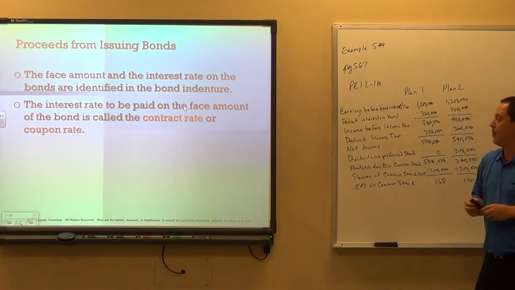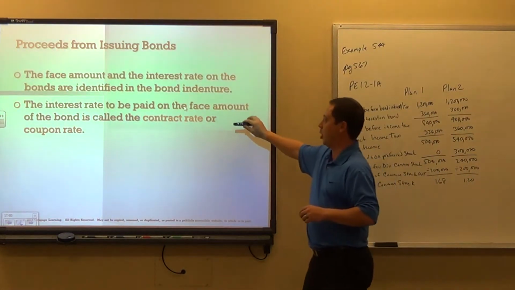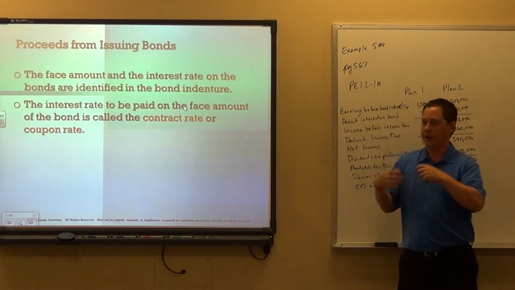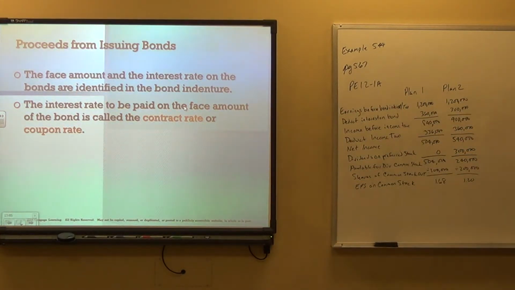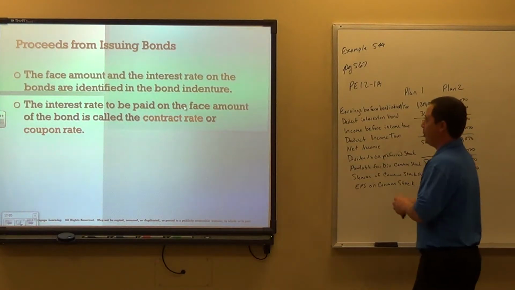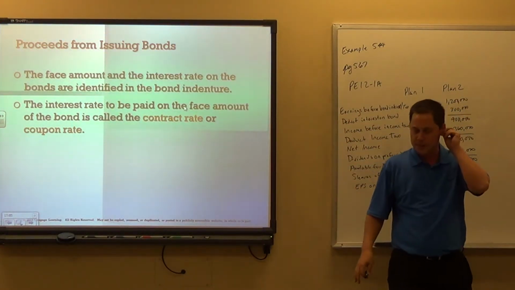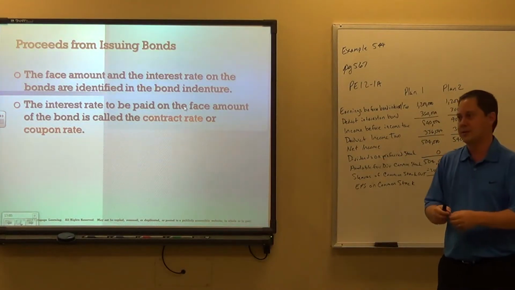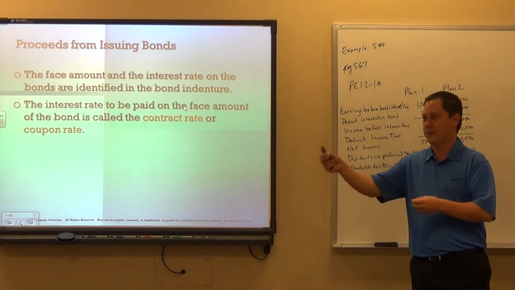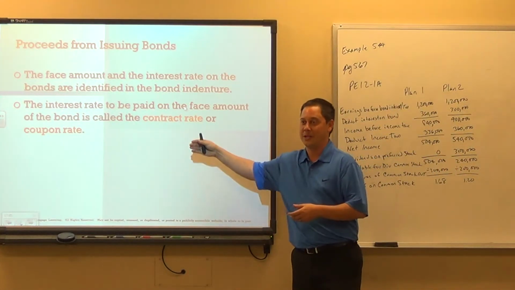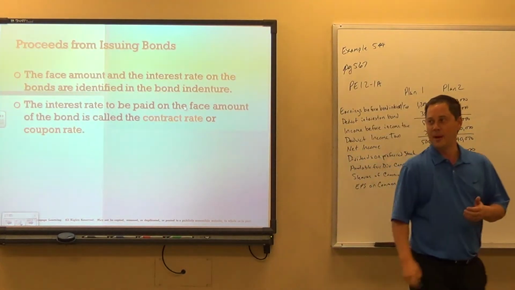The interest rate to be paid on the face amount of the bond is called the contract rate or a coupon rate. You'll hear that term. I don't think we ever go over this here, but it's stated that way because they actually used to have coupons that they would pay the interest to you on. So it was actually a coupon. That's why they call it coupon rate back in the day.